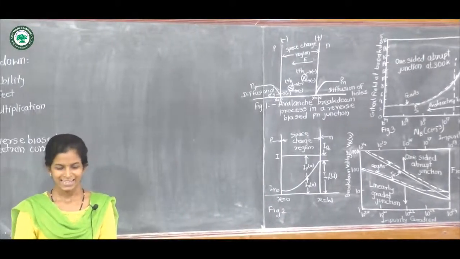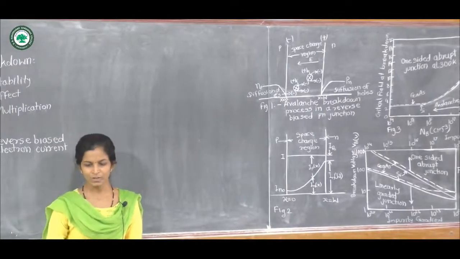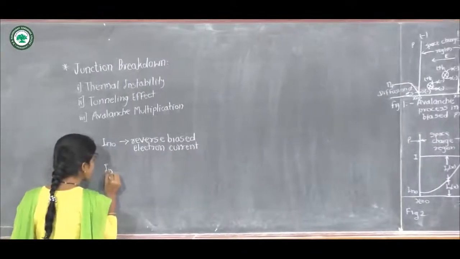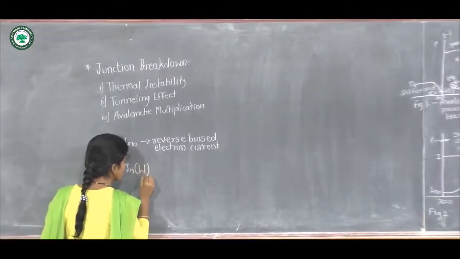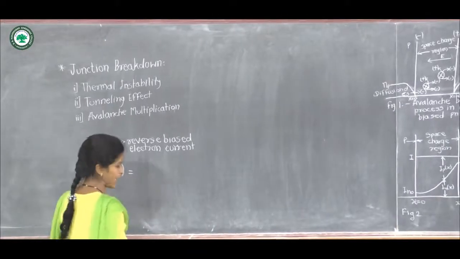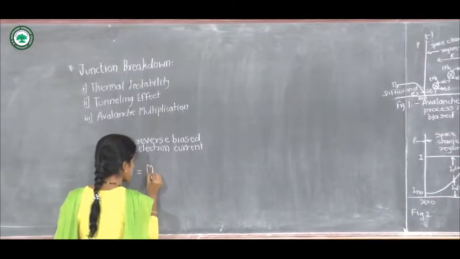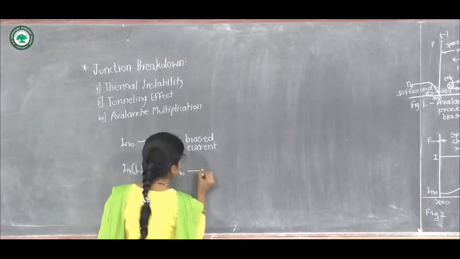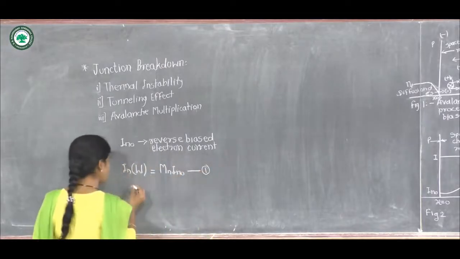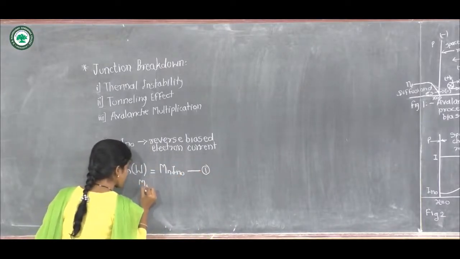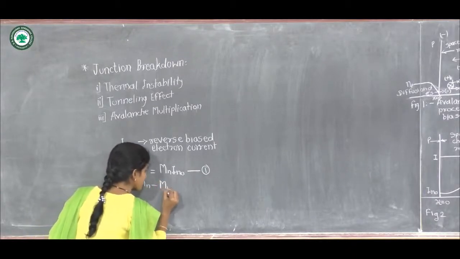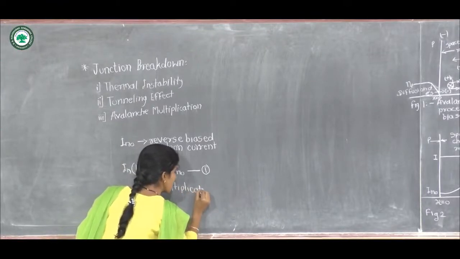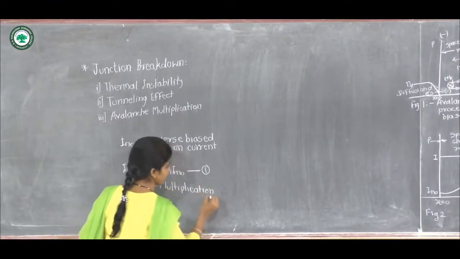So at x equal to W, the electron current may be written as In(W) which is equal to Mn In0. So this is equation number 1, where Mn is the multiplication factor.